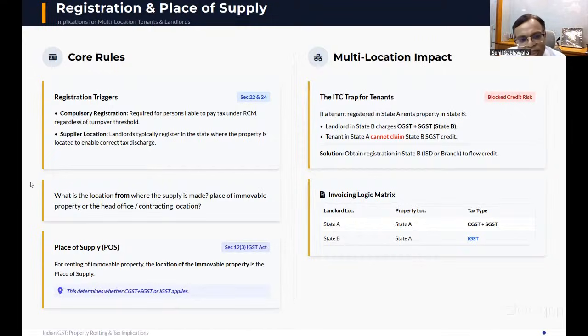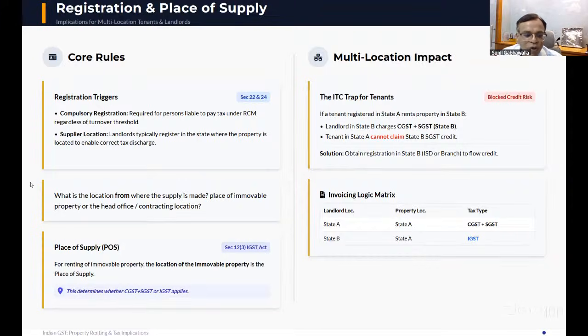Let's take a very simplistic example. I am sitting in Mumbai, I own a property in Delhi, and I rent the property in Delhi to somebody in Delhi. The question which comes up is, the place of supply is Delhi. There's no problem on that. But is my location to be considered as Mumbai, or is my location also to be considered as Delhi, requiring me to register in Delhi and charge CGST plus SGST? Or can I say that, look, my office is in Mumbai, and I'm already registered in Mumbai, so I will continue this registration and I will charge IGST, treating the location of supplier as Mumbai and the place of supply as Delhi.